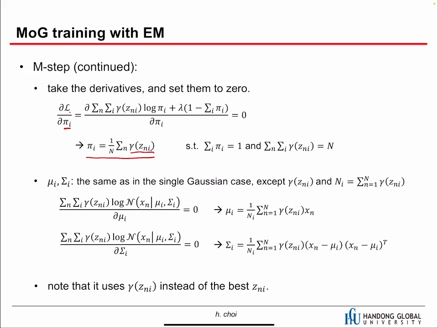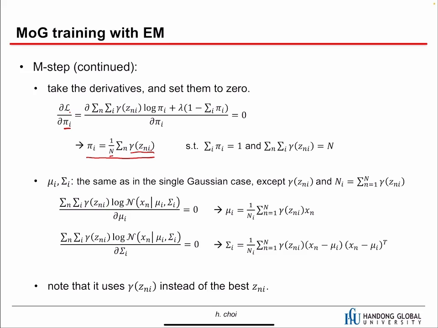If it is k-means, then this responsibility is exclusive. Then we just count how many samples are there in each cluster, and divide by the total number of samples. But in this case, it is a soft assignment. Then we have to sum all the responsibility of sample n in cluster i. Then we divide this number by n. That is pi sub i.